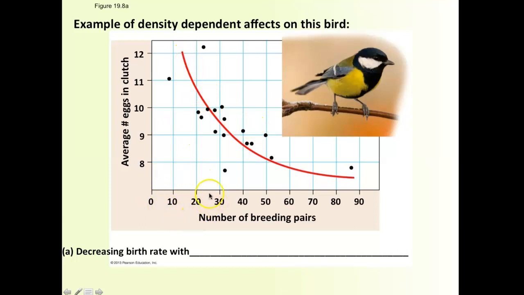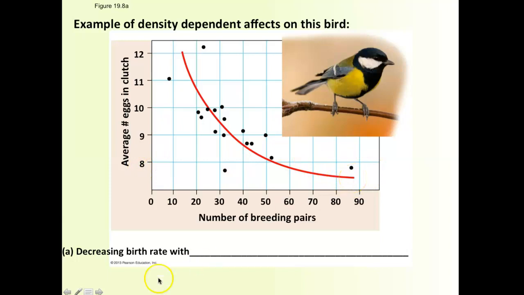So the fewer birds you have in an area, if you only had 10 or 20 breeding pairs, then you can assume that there's a lot of resources out there for these birds. There's not a whole lot of breeding pairs, and so they're going to be nice and healthy and fat, and they can have a lot of eggs in their clutch. As soon as you increase the density, you have 90 breeding pairs. That's a lot of birds looking all for the same resources. You're going to have competition, and that's going to hurt their average clutch size. So the birds are not going to be as fat or healthy, and you're going to have fewer eggs in that clutch.